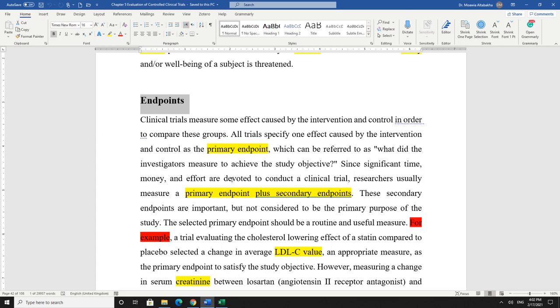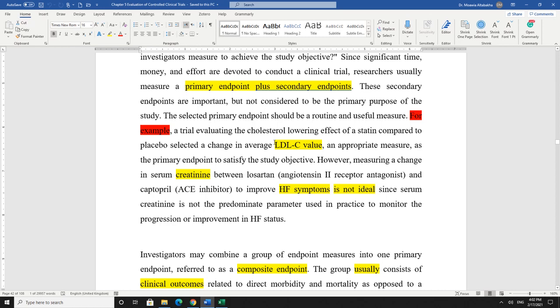Okay, but of course you know that you are doing a clinical trial, and this costs a lot of money and takes a lot of time. You need to measure other things that may be necessary, and we will call them secondary endpoints. Those that will not answer directly the main question of the clinical trial, we will call secondary endpoints. For example, as I told you, in cholesterol level, your endpoint will be the value of cholesterol level.